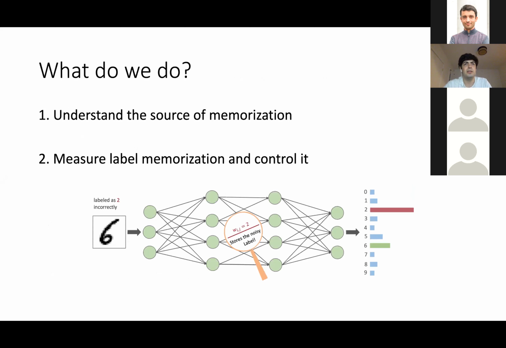So what we do here is take a general perspective and try to understand what in our training algorithm causes memorization of labels. We come to the conclusion that whatever is memorized is stored in the weights, as I show here pictorially. The incorrect label 2 somehow gets into the weights, and the second part of our paper tries to measure this memorized information and penalize it.